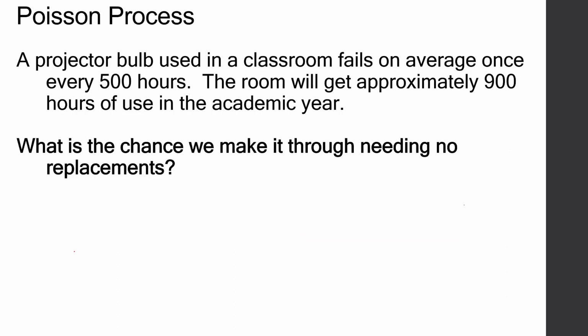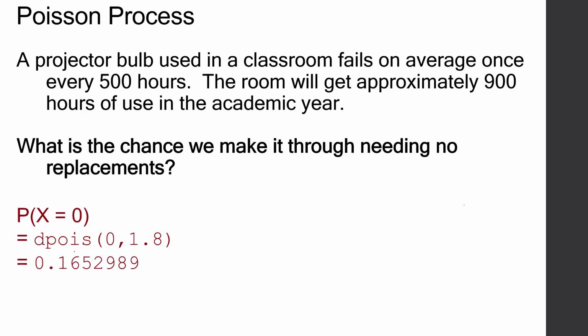All right, so let's compute the chance we'll make it through needing no replacements. So once again, let's take the words and turn it into a probability statement. That's the probability that our random variable equals 0. And we have a function for that. We've got our D function in R. So D Poisson of our number of interest 0, comma our lambda of 1.8 gives us 0.1653.